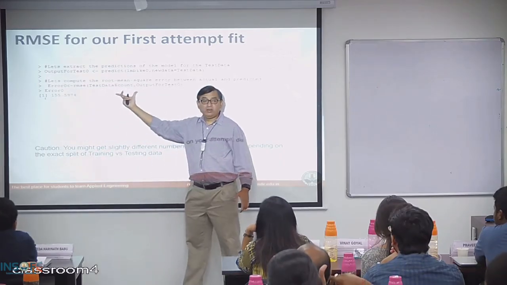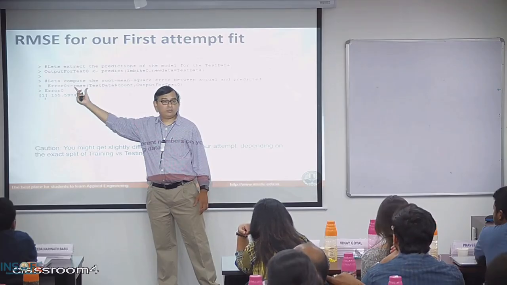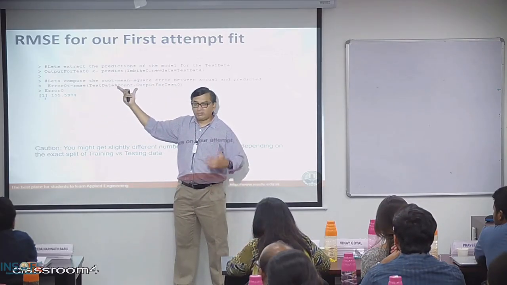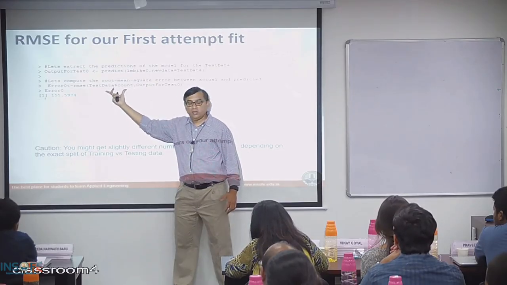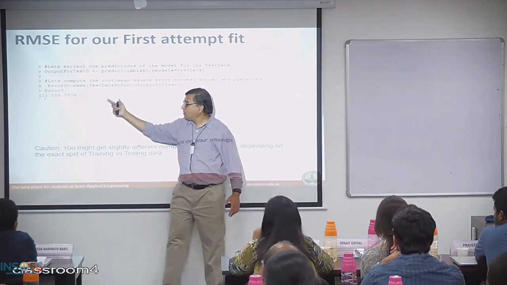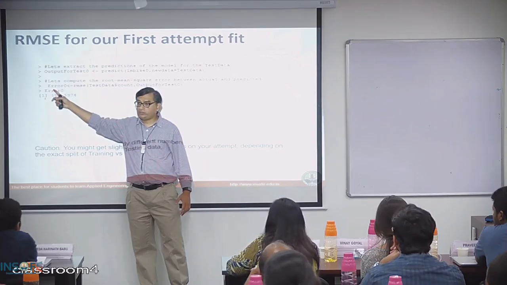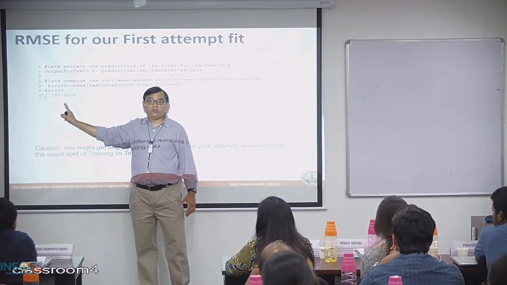I compute the root mean square error. RMSE is the command, root mean square error. How do I compute it? I give the actual count from the test data and I give the forecasted count from the test data. These two arguments I send, it'll go ahead and compute the root mean square error. In this case, the root mean square error turned out to be 155.